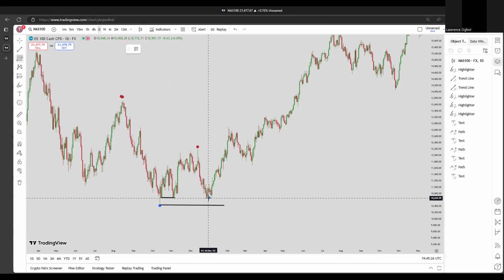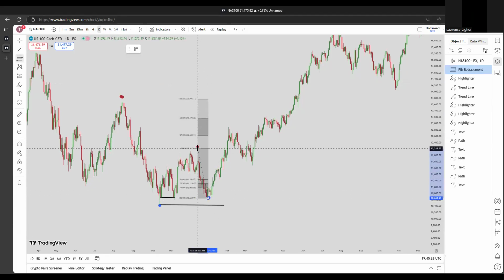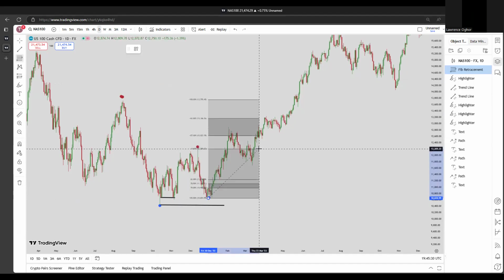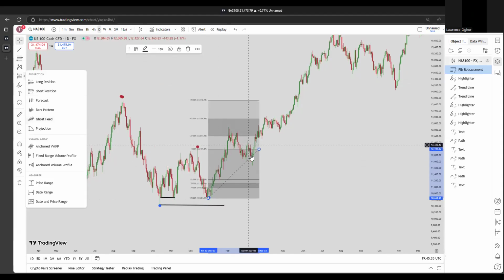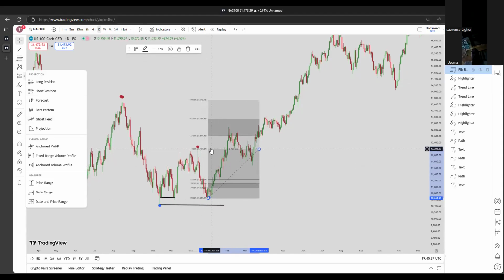So you want to take your Fibonacci too and put it on this level. When you put it here, you can extend. It's on the same level. Now you can see that you have better entries because now you have it at the 0% right here.